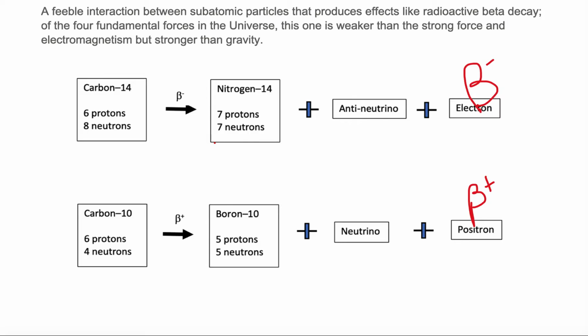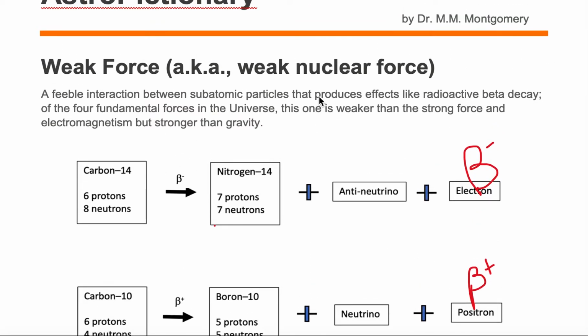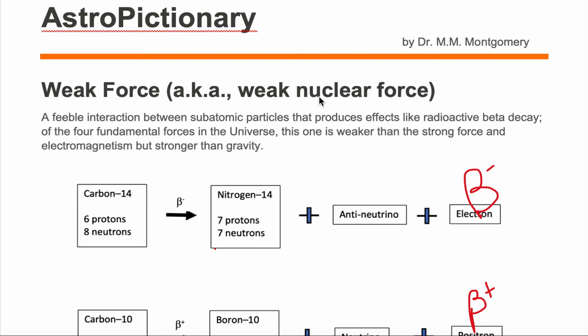Besides within the nucleus of an atom, we must note that the weak interaction also affects other particles like electrons, but the main effect seen with the weak force is beta decay, and hence the reason why we said in the definition that it produces an effect like radioactive beta decay.